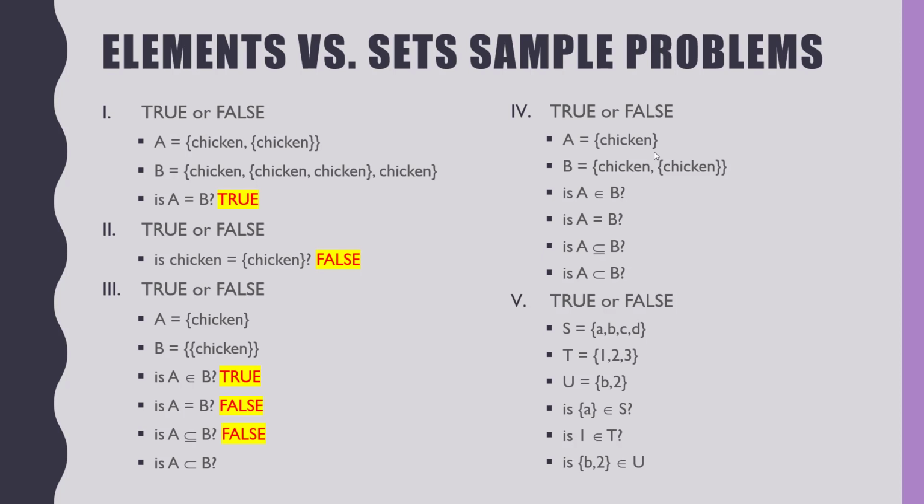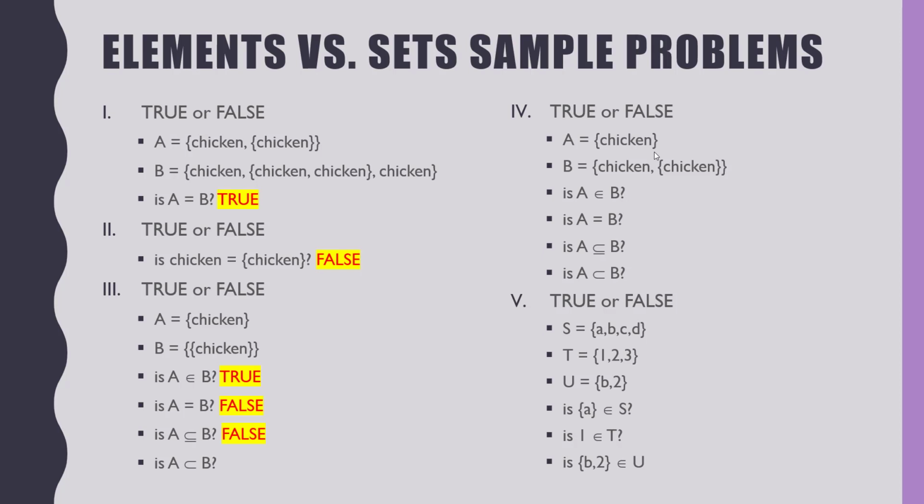So let's think about this. A subset is defined as everything in, let's go with A being the subset, everything in A is also in B. Okay? A is a set. What is in the set A? The element chicken. Just the word chicken. Is just the word chicken an element of B? It is not. The only element of B is the set that contains chicken. That make sense? So A is not a subset of B.